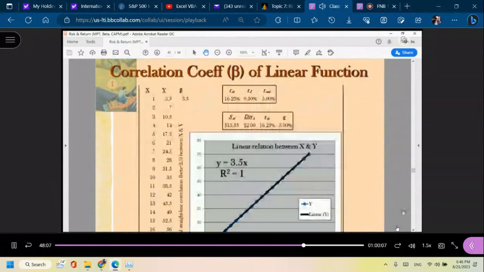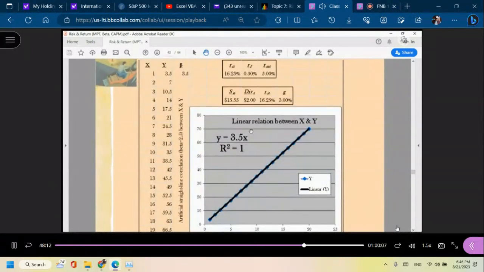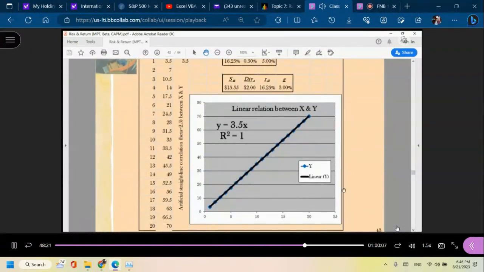Now, why beta? You remember beta is the slope coefficient in a linear function. What's a linear function? You probably did this type of exercise in middle school, right? This is a graph of y equals 3.5x. This is a linear function, because whatever value x takes, y is determined by the coefficient between x and y and the x value. This is the correlation coefficient between x and y. It means that if x is 1, y will be 3.5. If x is 2, y will be 7. If x is 3, y will be 10.5, right?